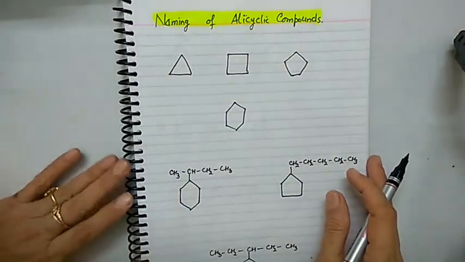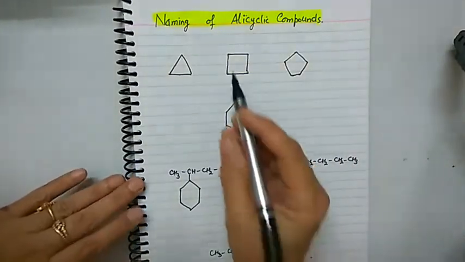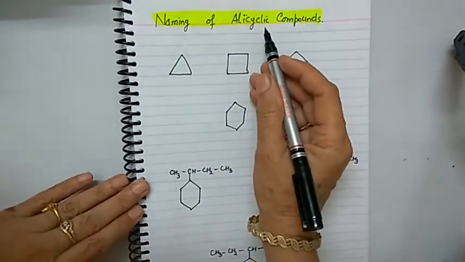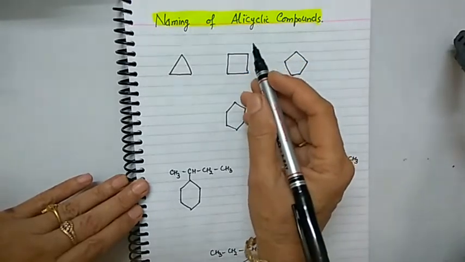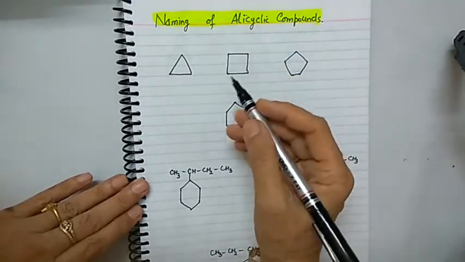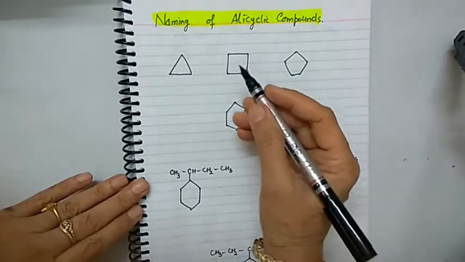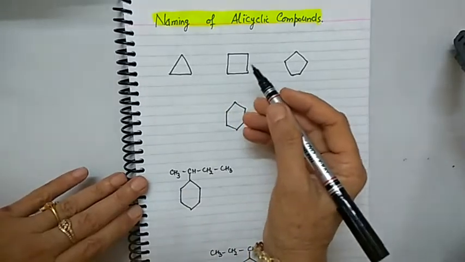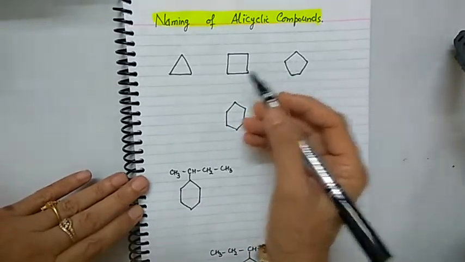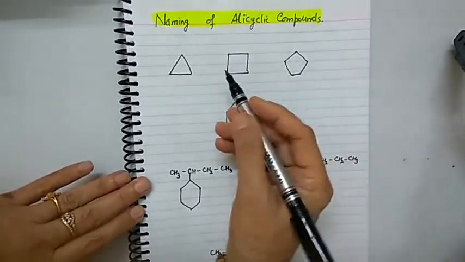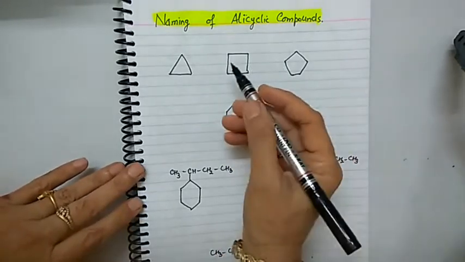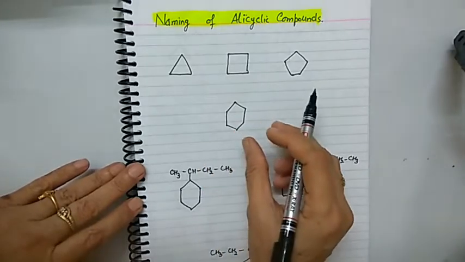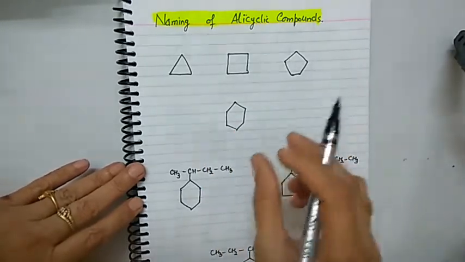Hello students, in this video we will talk about naming of alicyclic compounds. What are alicyclic compounds? These are the compounds in which the carbon chain is present in the form of a ring, or it has a closed carbon chain structure. These compounds resemble aliphatic hydrocarbons in their properties. So what is the difference between them? While writing the name of these compounds, we put the prefix cyclo before the name of the corresponding hydrocarbon.